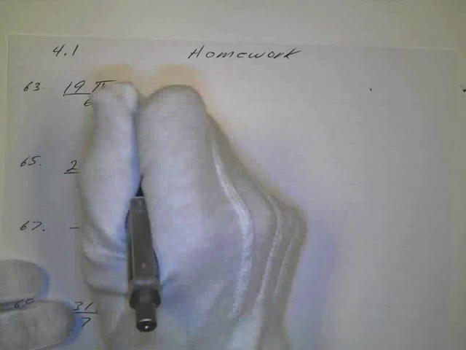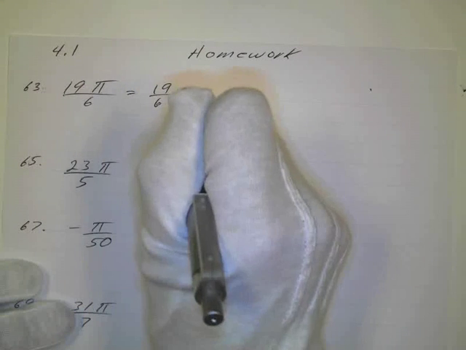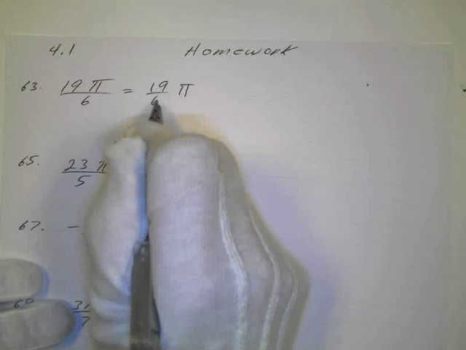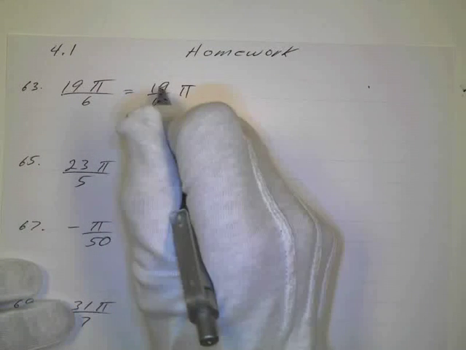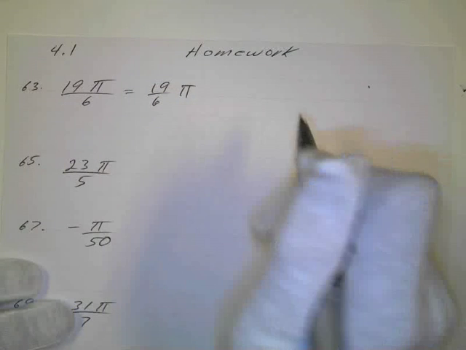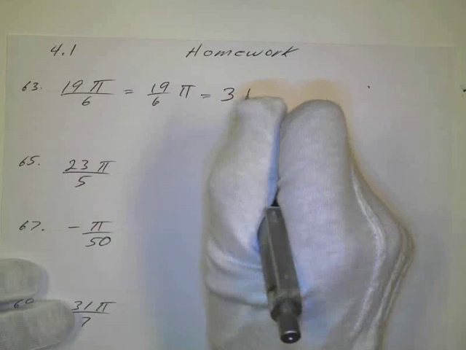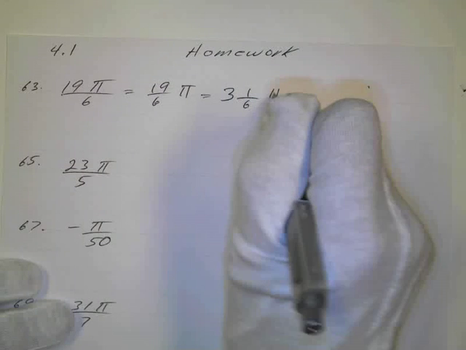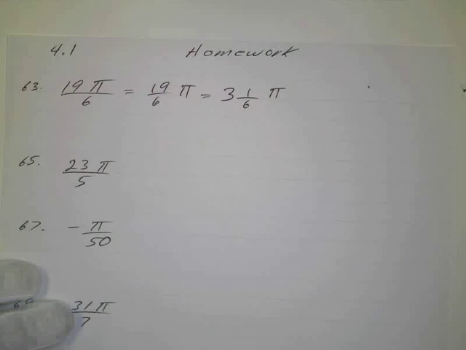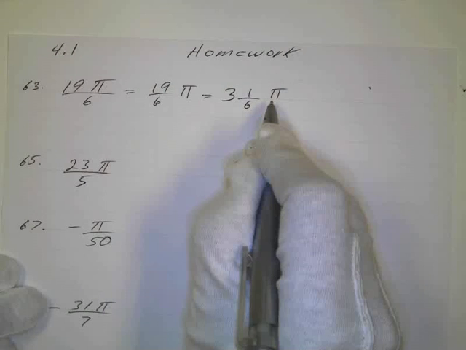All right, this is the same thing as 19 over 6 times pi. It's an improper fraction, and I can change it to a mixed number. 6 goes into 19 how many times? It goes in there 3, and 1 left over, so 3 and 1/6 pi. Because I know I've got more than one revolution all the way around, I want to get rid of that. Okay, so this is 3 and 1/6 pi.